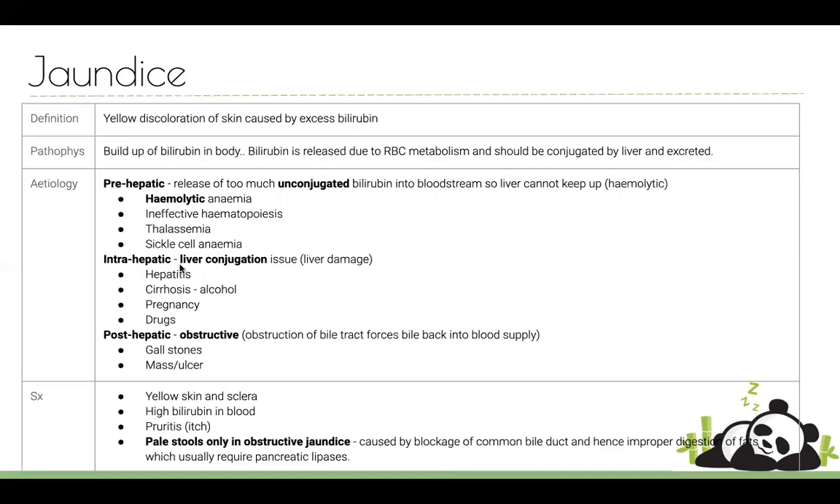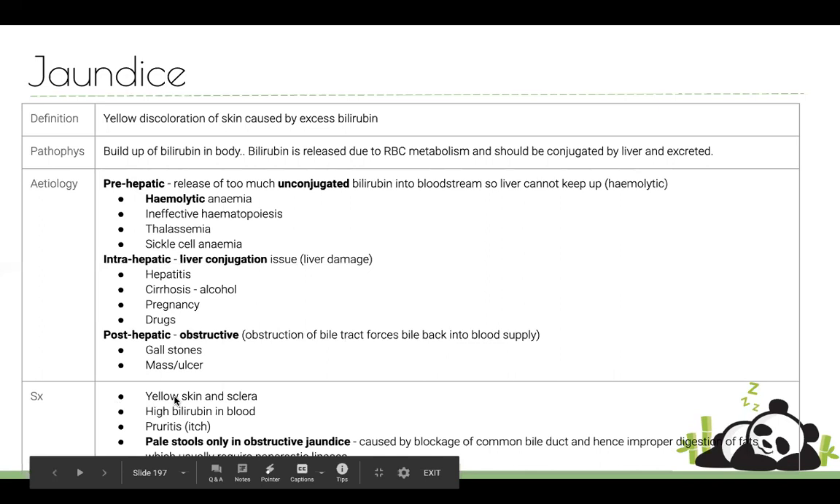Intrahepatic is when there's an issue with the liver itself. So it's a liver conjugation issue, usually caused by liver damage. So the big things that cause liver damage, 1 is alcohol, 2 is hepatitis, so like the viruses, as well as drugs. And then post-hepatic is obstructive. And this is when something is blocking the outflow from the liver, from the bile ducts. So that can be caused by gallstones or a mass or an ulcer, things like that, which causes things to backflow into the liver, and hence it can't do its job properly, essentially.